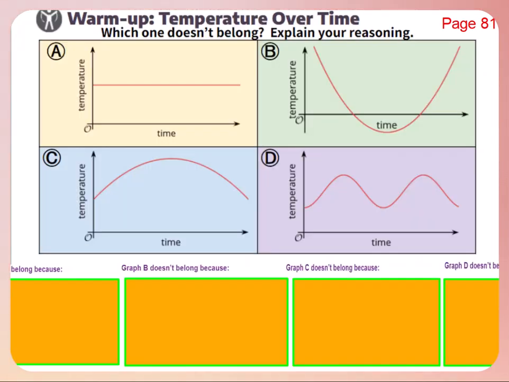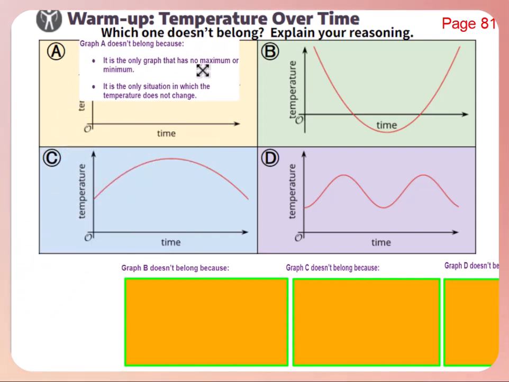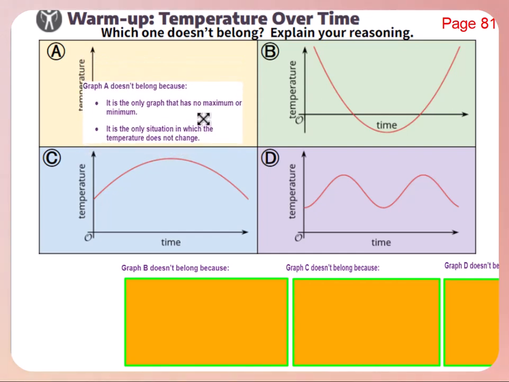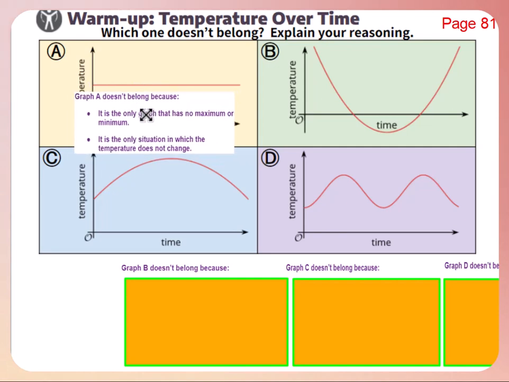All right, do the warm-up on page 81. Which one does not belong? Explain your reasoning. So I'm just going to go through this. You can pause right now, but I'm going to go through this when you come back really quickly. You can reason that any of these don't belong. I say graph A doesn't belong because it's the only graph that has no maximum or minimum. It's just straight across. The temperature does not change. It just stays constant.